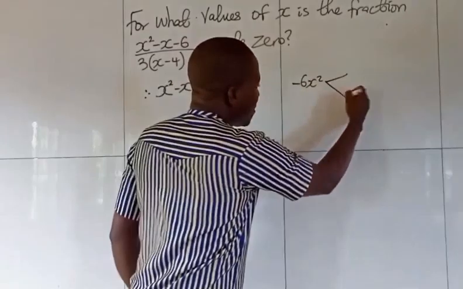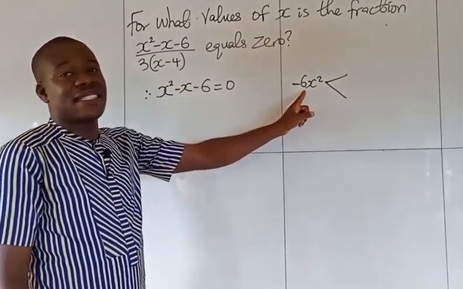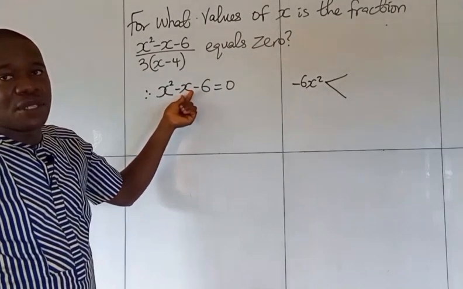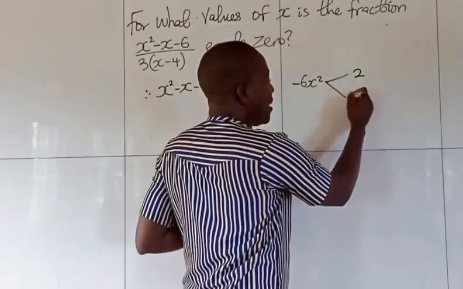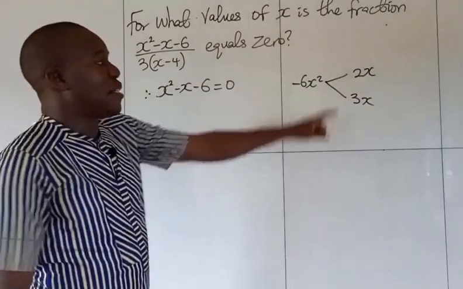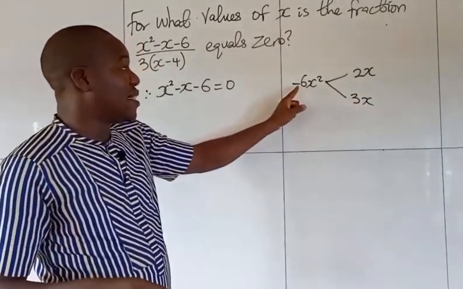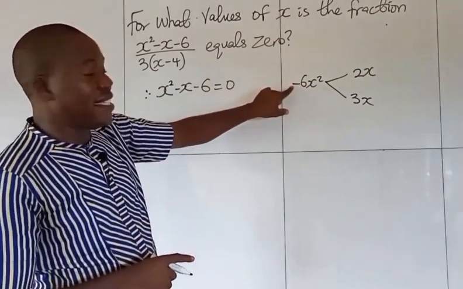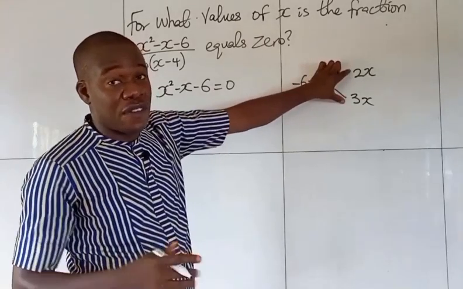Find two factors. Find two things which, when you multiply them, give you minus 6x squared, but when you add them, give you the middle term. Of course, 3 comes to mind, 2 comes to mind, 2x and 3x. So when I multiply 2x and 3x, I'm going to have 6x squared, not minus 6x squared. So if what I'm looking for is a negative value, it means that one of them must be negative and one of them must be positive.